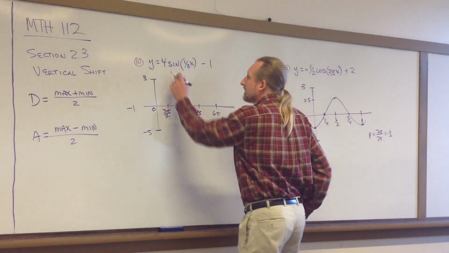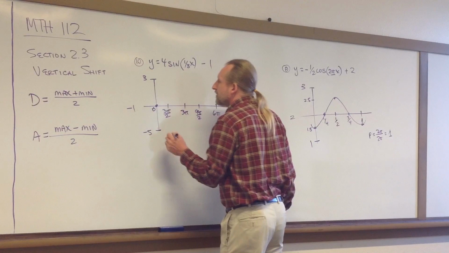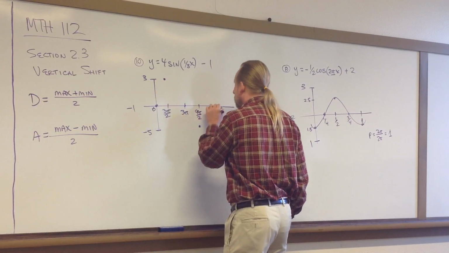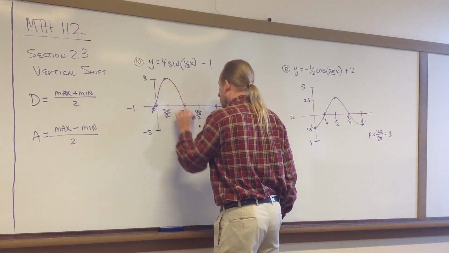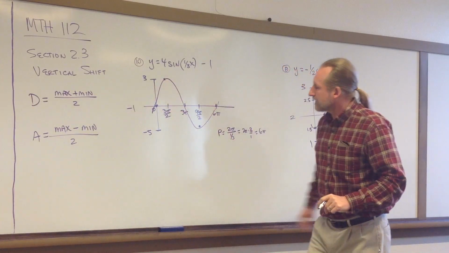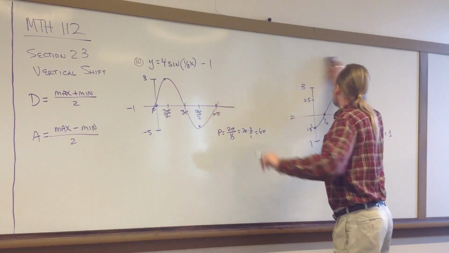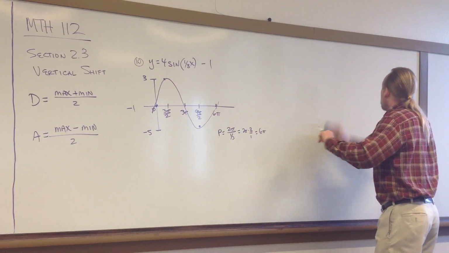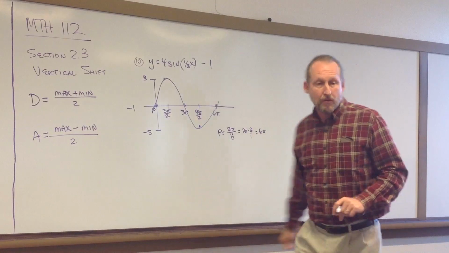So this is a positive sine function. It starts at the midline value, goes maximum, midline, minimum, back to the midline. The graph looks something like that. Good.